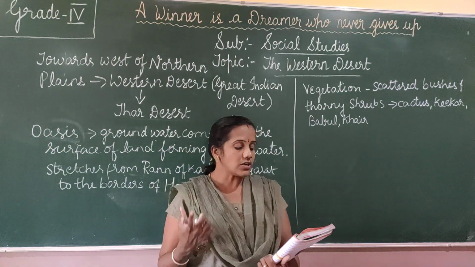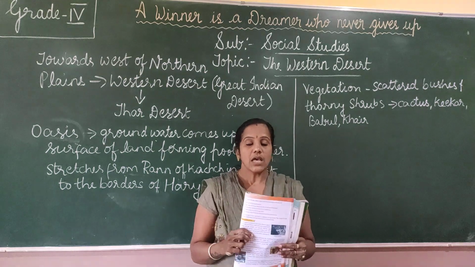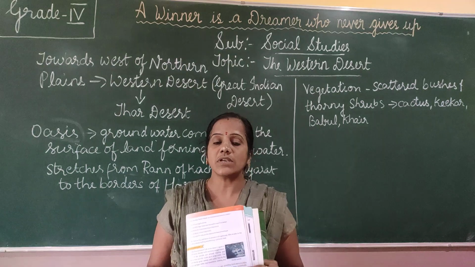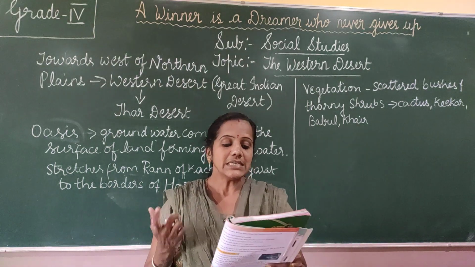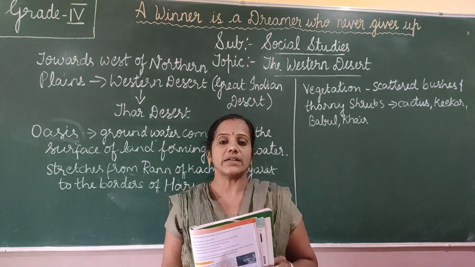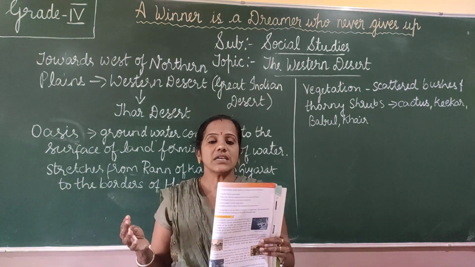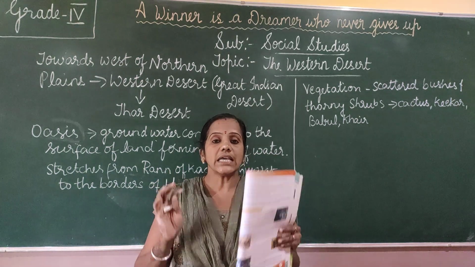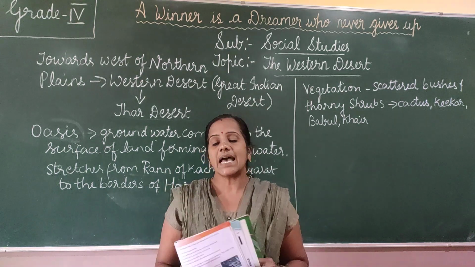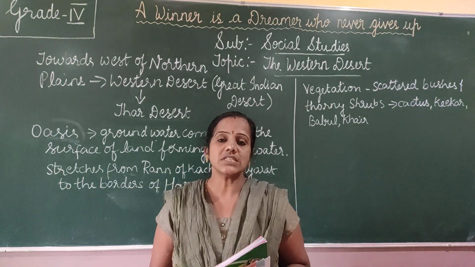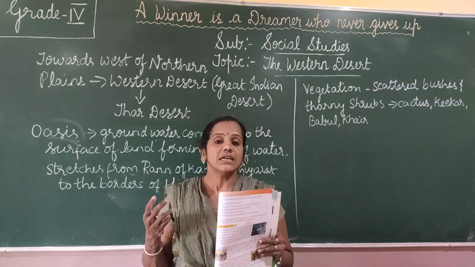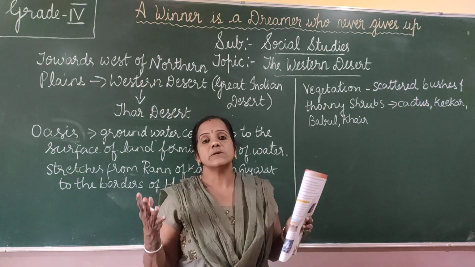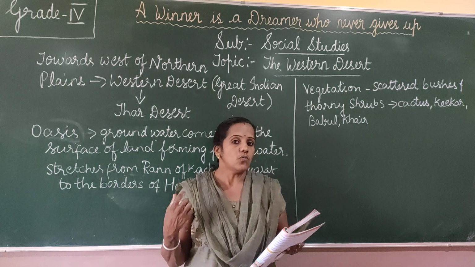When strong, hot and dry winds blow, they carry sand along with them from one place to another. And when they carry this sand from one place to another, they form a hill of sand, which is called a sand dune. The shape and size of the sand dunes keep on changing according to the pressure of the wind.